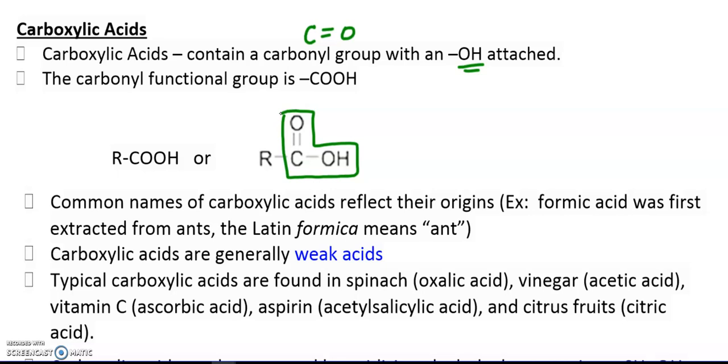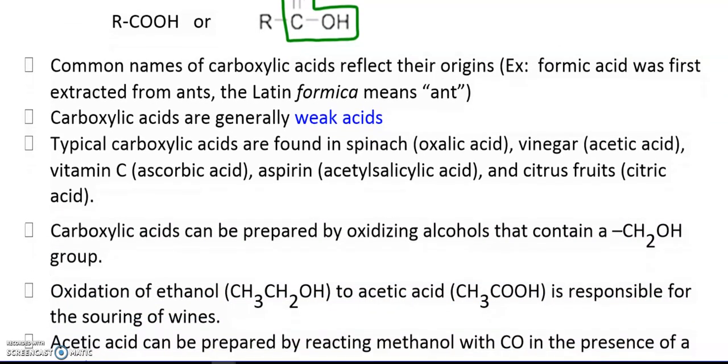So a lot of these come from where their common name comes from, where they were found, their origin. These are typically weak acids. They are actually acids. And these are a lot of the common weak acids that you may have heard of, like citric acid, acetic acid, ascorbic acid, things like that.